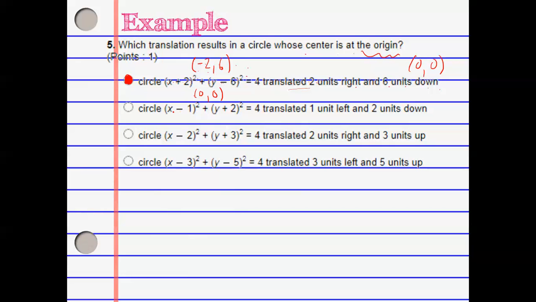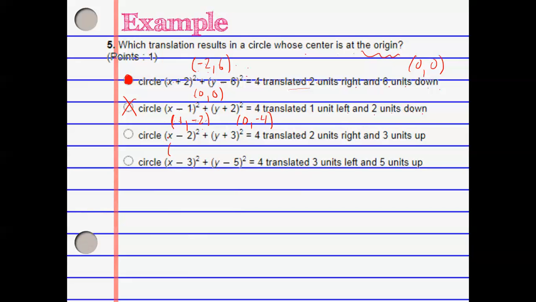Now with this one, if I have negative 1, that means the center is going to be at positive 1. Here's positive 2, so my center is at (1, -2). Now if I translated it 1 unit to the left, that would put me at 0, because 1 minus 1 is 0. And then 2 units down. Negative 2 minus 2 is negative 4. So that one we know doesn't work.